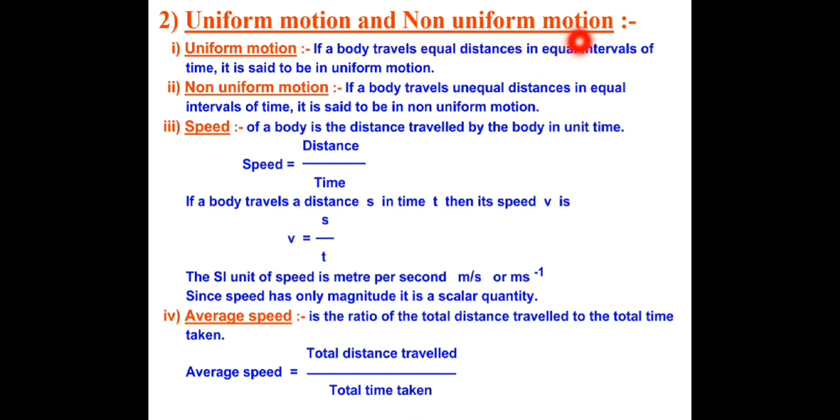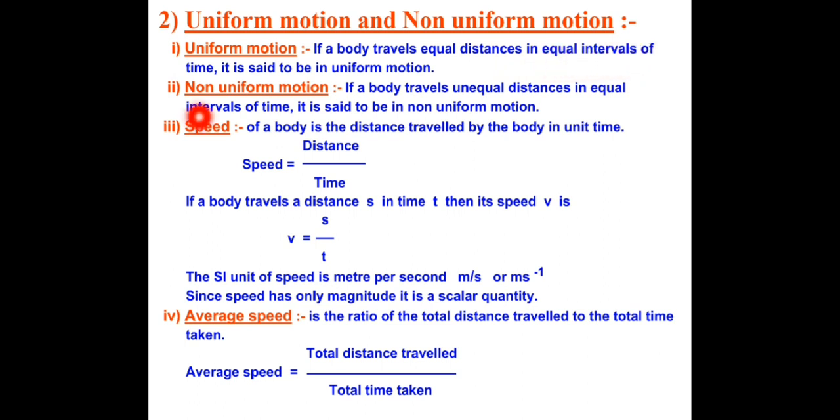So what is uniform motion and what is non-uniform motion? First, uniform motion means what? If a body travels equal distances in equal intervals of time, it is said to be in uniform motion. Here you have to notice that a body travels equal distance and equal interval of time, both are equal.